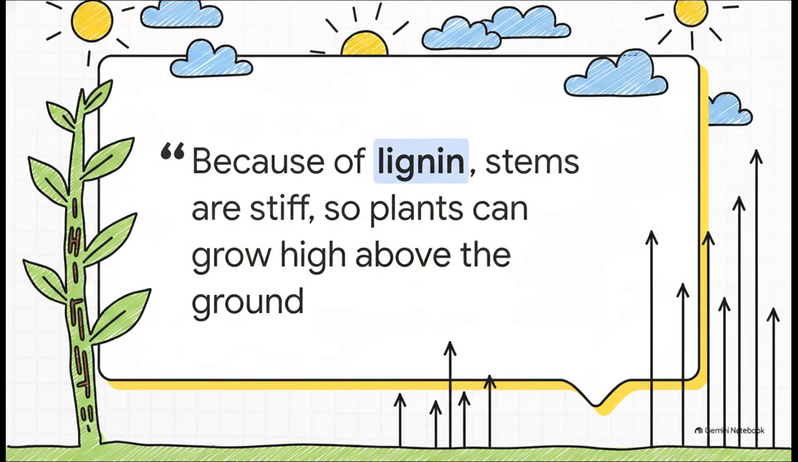The crucial point here is summarized perfectly by this quote right from our source material. Because of lignin, stems are stiff, so plants can grow high above the ground where they can get more light and air. Listen, lignin is an absolute game changer. Without this stiff structural support lining those xylem tubes, plants would literally just flop over. Lignin is what directly enabled the evolutionary brilliance of growing vertically up into the air.